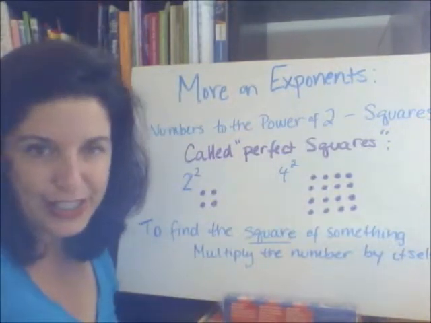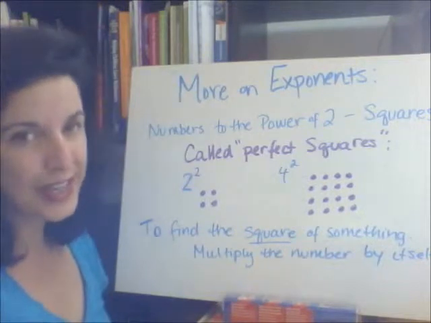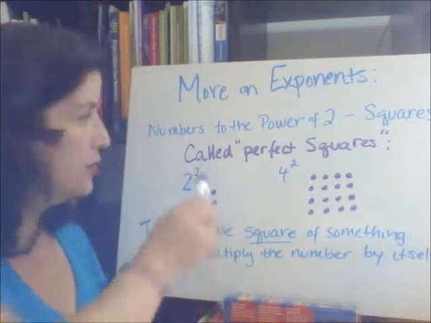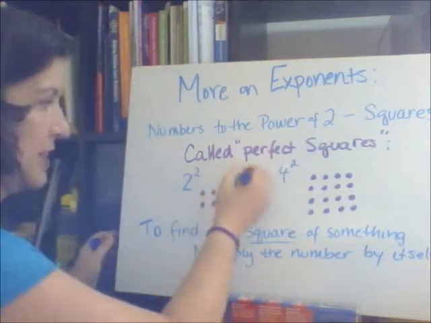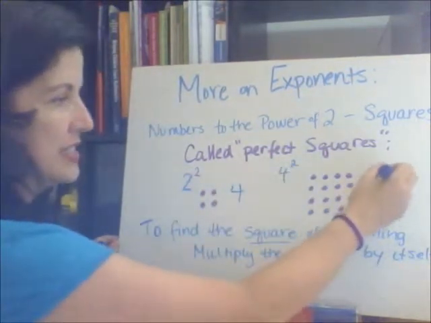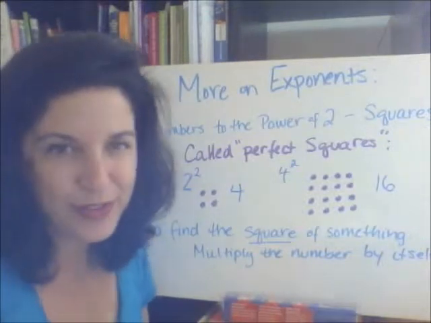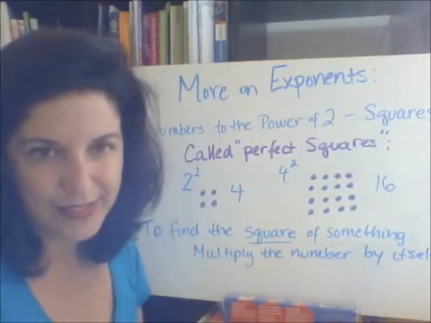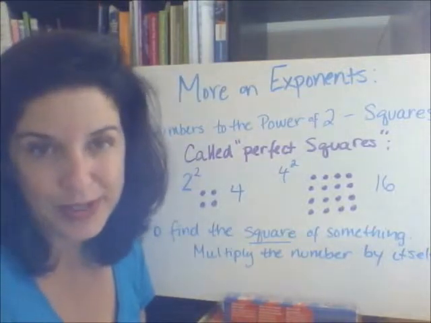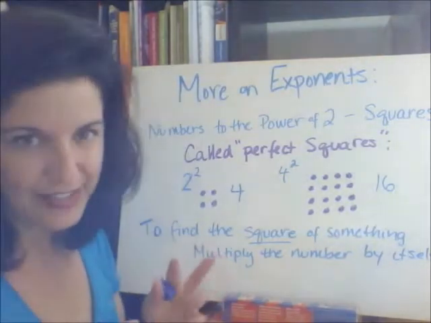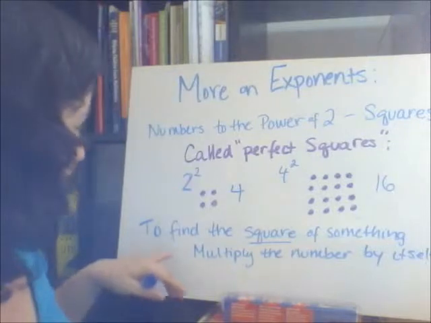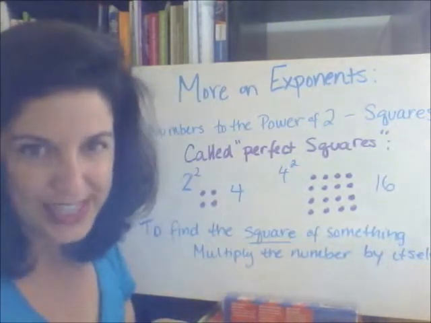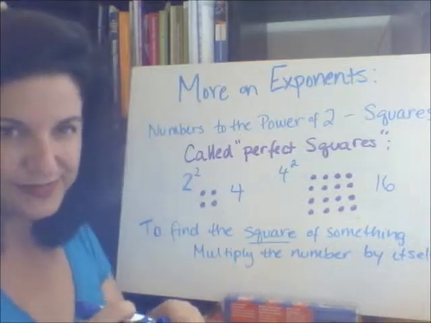So whenever you have a number squared, that resulting number is called a perfect square. For example, this one is 4 and that one's 16. 16 and 4 are perfect squares because if you did that operation in reverse, you would have a whole number, no leftovers. Okay, to find the square of something, as we worked out, you're multiplying the number by itself.